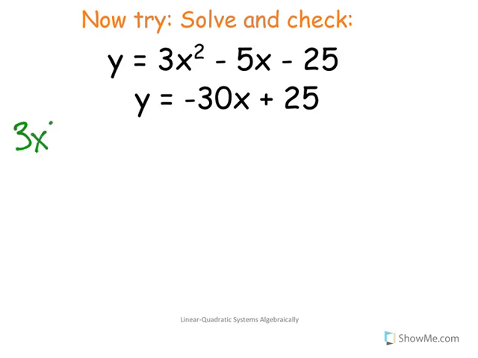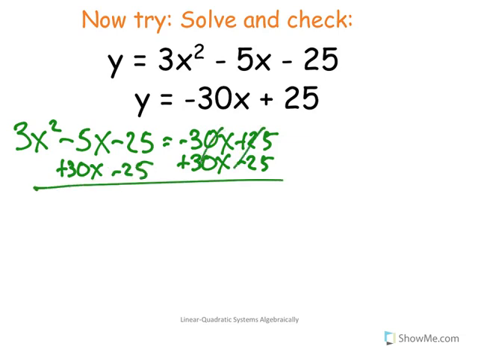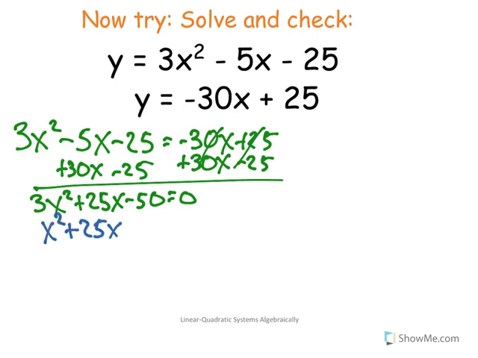So I've got 3x squared minus 5x minus 25 equals negative 30x plus 25. So I've got 3x squared plus 25x minus 50. So here we actually are going to have to use the 5-step method, right? Or we can use trial and error if we want. But I know you guys really love the 5-step method, so I'll stick with that. So this should give me positive 30, negative 5.